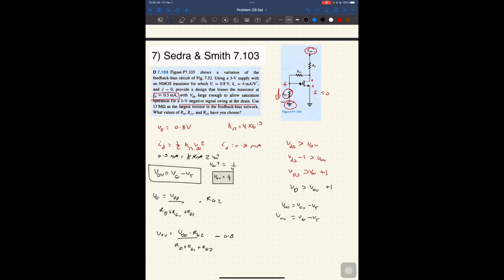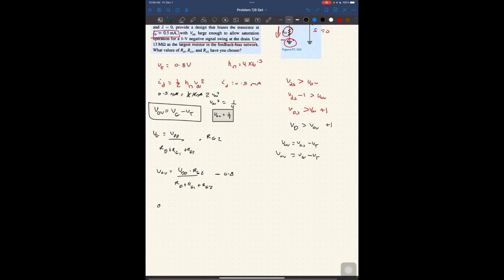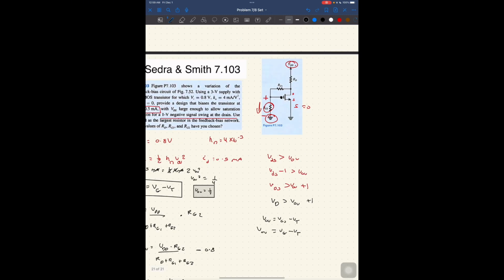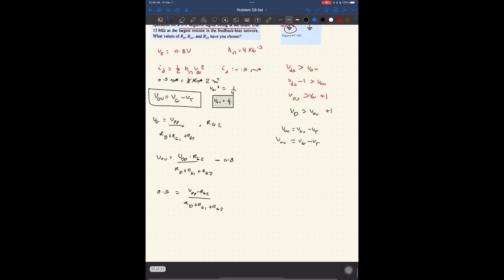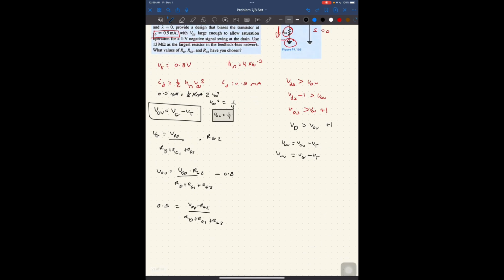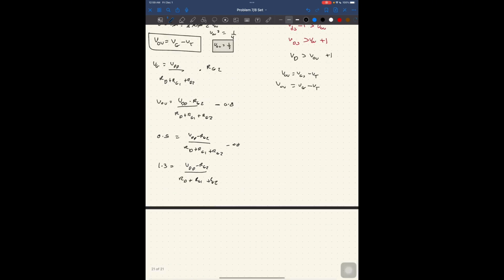Right? So now I can say that 0.5 is equal to VDD minus RG2 over RD plus RG1 plus RG2. We know that VDD is, wow, apparently VDD is not given. Okay, that's okay. In any case, minus 0.8, 1.3 is equal to VDD minus RG2 over RG plus RG1 plus RG2.